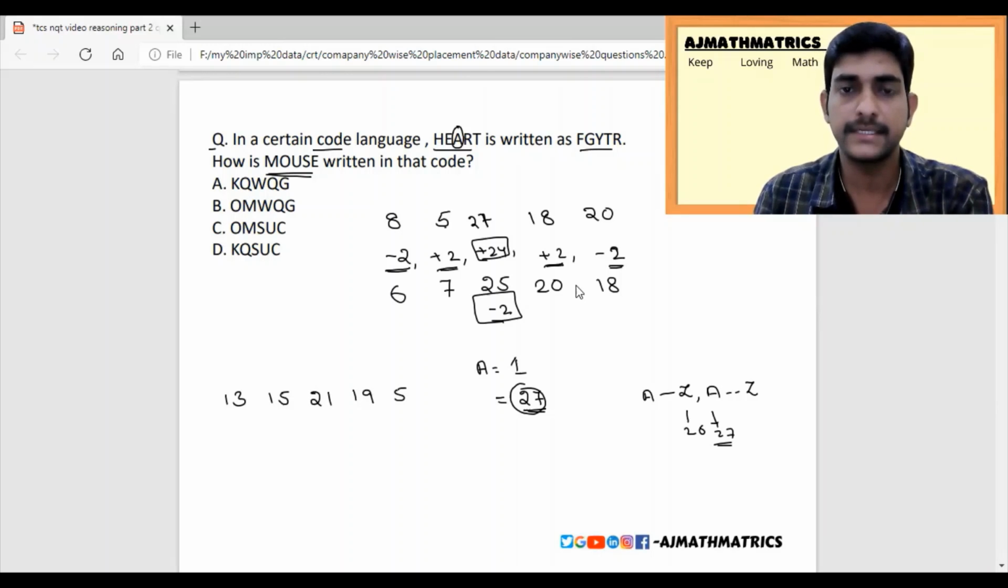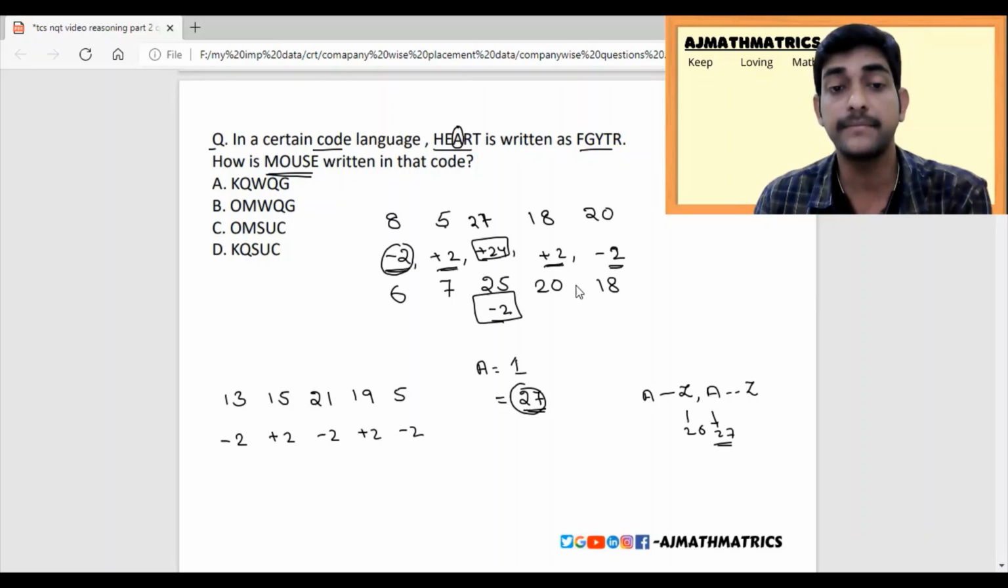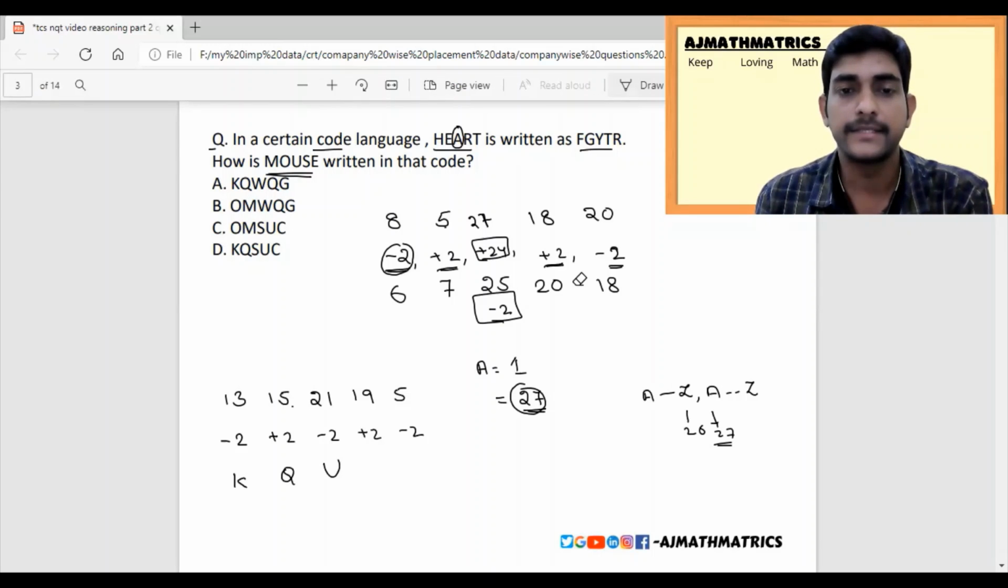So what we have to do first? First letter we need to go with the subtraction of 2. So 13 minus 2, 15 plus 2, 21 minus 2, 19 plus 2, 5 minus 2. This is how we need to apply the logic. 13 minus 2, 11. 11th letter is K. 15 plus 2, 17. 17th letter is Q. 21 minus 2, 19. 19th letter is S. 19 plus 2, 21. 21st letter is U. 5 minus 2, 3. Third letter is C. So the answer for the question is KQSUC. Option for the question is D.